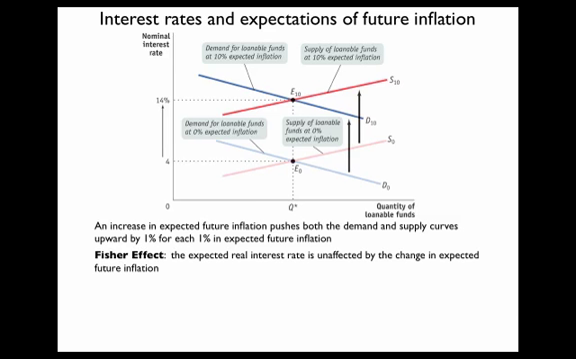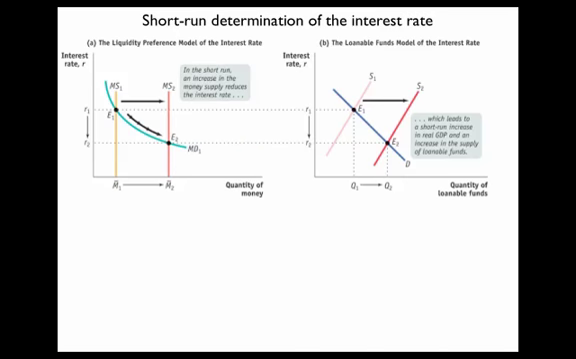The takeaway for this that I want you to understand is that this increase in expected future inflation, thanks to the Fisher effect, is going to increase the nominal interest rate by our expectation of what's going to happen with inflation. Let's talk now about short-run determination of the interest rate before we get into long-run determination of the interest rate. If we start on the left with a liquidity preference model, otherwise known as the money market, you notice here in the short run an increase in the money supply. So now we're talking about actual movement in the money supply. What's that going to do?